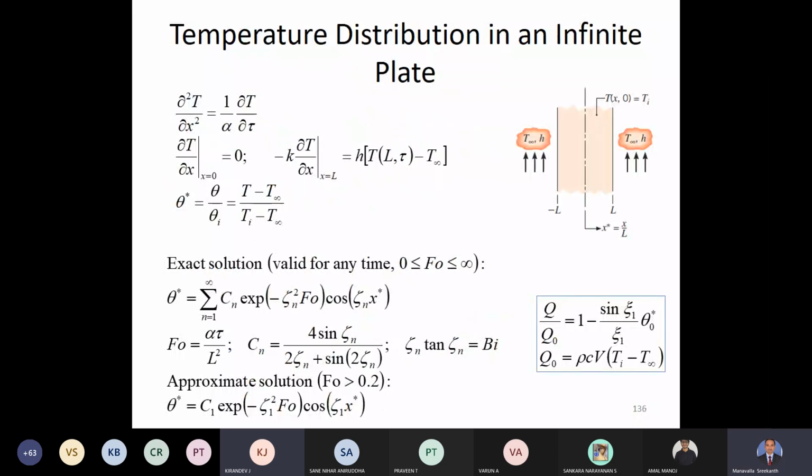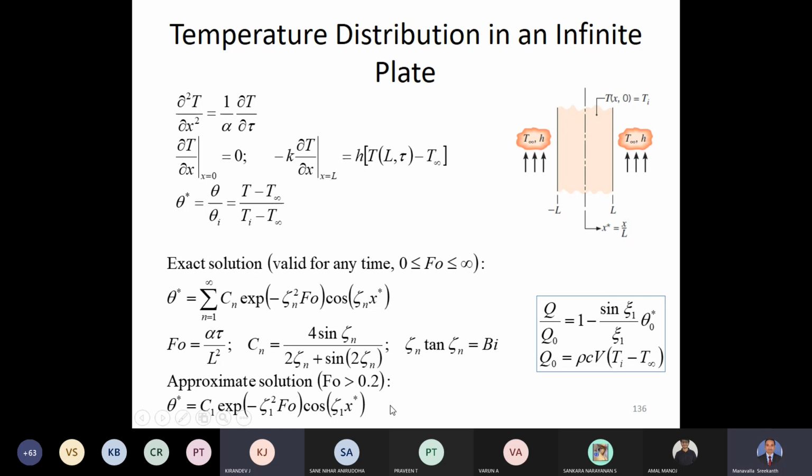You see here, this equation, temperature distribution in an infinite plate. You will have to use this equation to find the temperature at the center or any other location. But then Fourier number should be greater than 0.2. What was our Fourier number in our problem? 3.07. So Fourier number is definitely greater than 0.2. Therefore, I can use the first term approximation. Remember, this equation is the same as the Heisler chart. The Heisler chart used this equation for plotting.